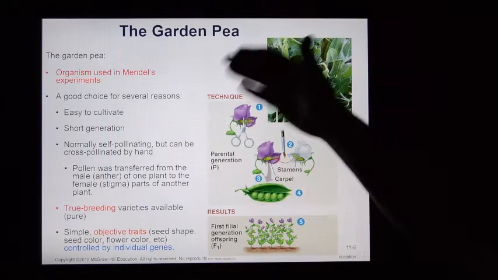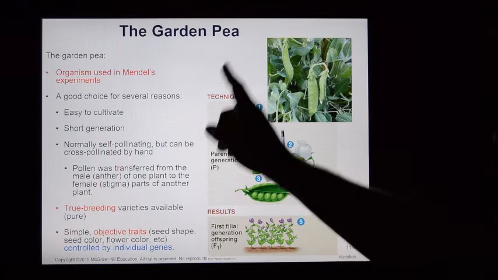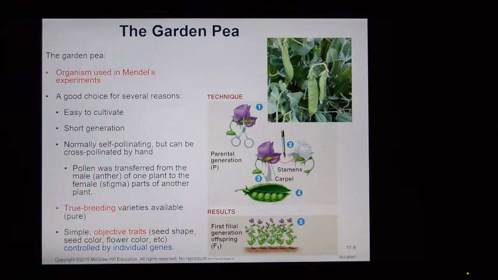Okay, Mendel had access to true breeding varieties, so he could go down to a seed storage area and get seeds that would only ever produce tall plants. Get seeds that would only ever produce short plants. Seeds that would only ever produce yellow seeds. Or green by comparison. Or what have you. He could go and get true breeding varieties.